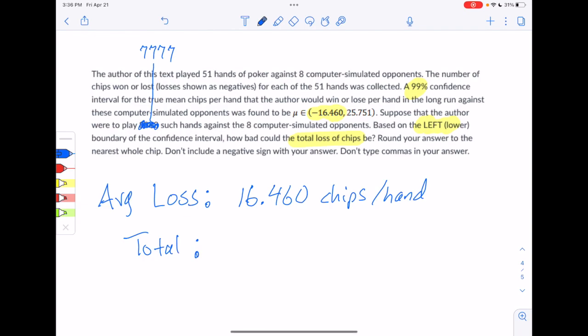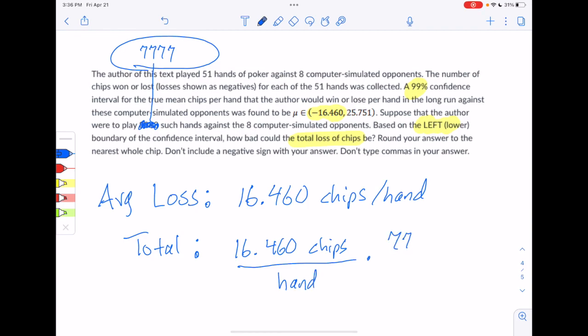We've done this a few times during the semester. If you know an average and then you know how many times you're going to experience this thing, then you can multiply those together. So you take 16.460 chips per hand. I'll write the per hand as a fraction. And then you multiply that times 7,777 hands. And you could just put that over 1 if you wanted to think of that as a fraction. And then the hands part cancel. And if you multiply it together, you just get chips. And that number of chips would be the total.